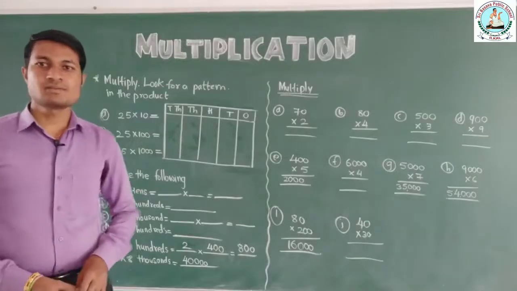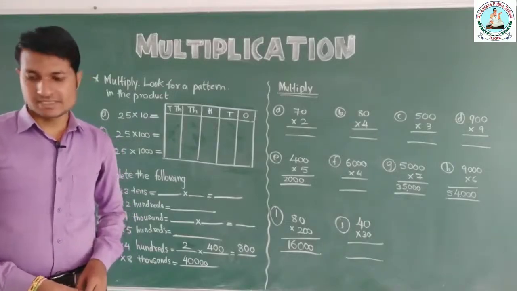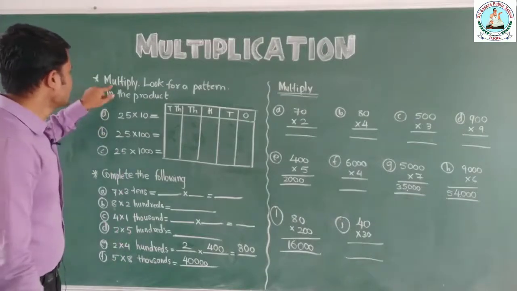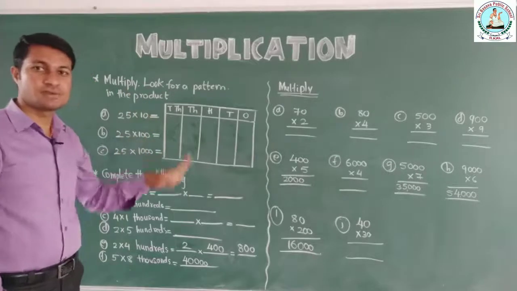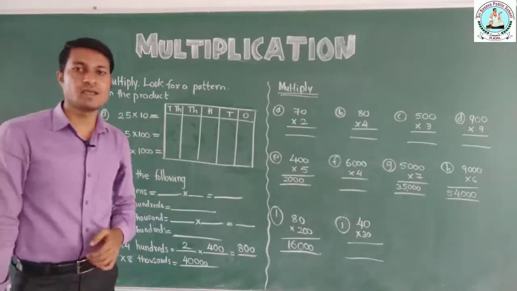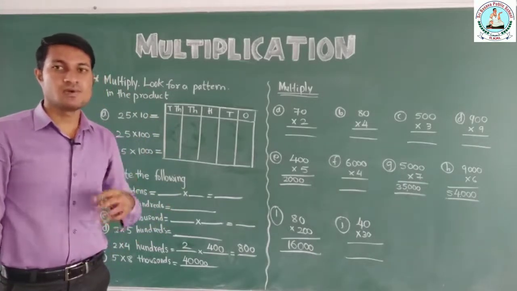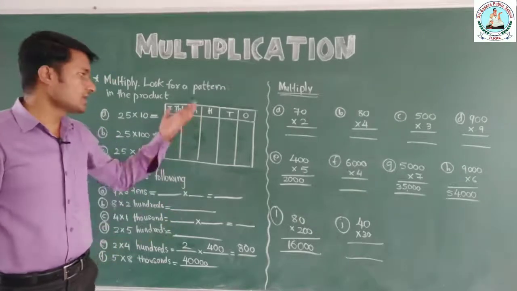Well students, now let us solve the exercise problems of page number 30, and your first question is: multiply, look for a pattern in the product. So first we need to multiply using the multiplication made easy method, and afterwards we need to identify the pattern which is followed in those products.